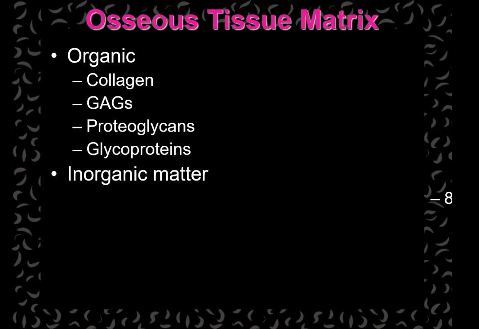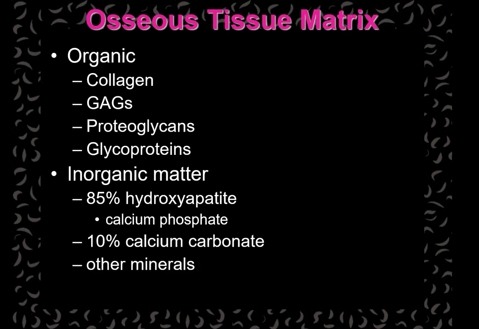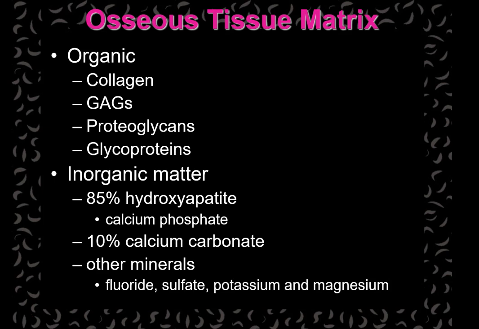The inorganic component are the minerals, 85% of which is hydroxyapatite, which is primarily what? Crystallized calcium phosphate, okay? 10% is calcium carbonate, and then there's some other minerals. You will find magnesium in there, fluoride, sulfate, potassium. We do store other minerals in the bone, but as you can see, 95% is calcium in some form. The number one form is calcium phosphate.